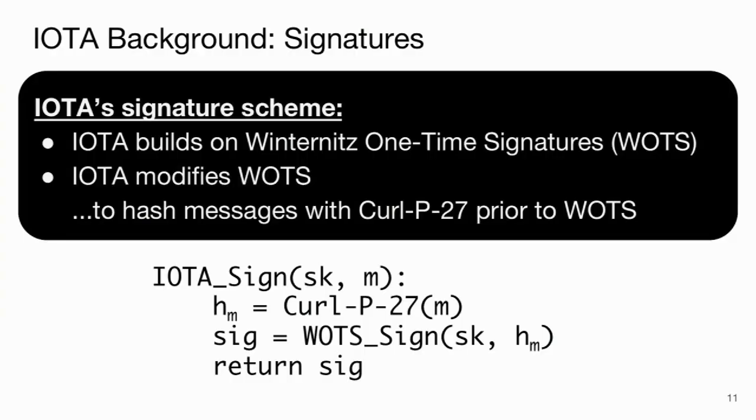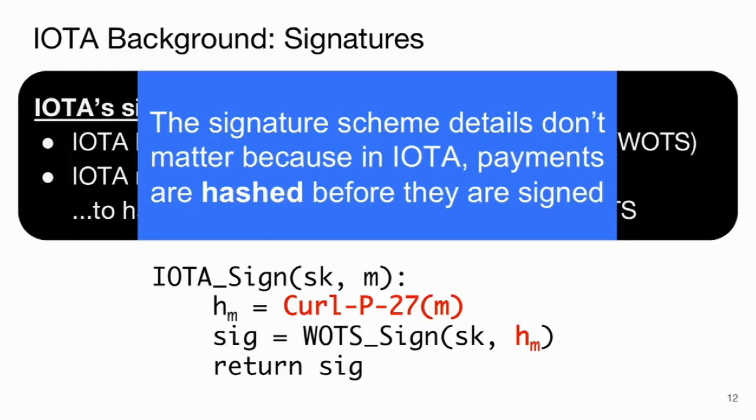Signatures in IOTA are actually kind of interesting. IOTA uses a signature scheme called WOTS, Winternitz one-time signatures. IOTA modifies WOTS, however, so that signatures are not on the message itself, but actually on the hash of the message. So if you look at this code below, what's really important to note here is that before the signing happens, you use a hash function. In this case, this hash function is called curlp27. That means that it's run for 27 rounds. This is IOTA's custom hash function. The signature is done on the hash of the message.